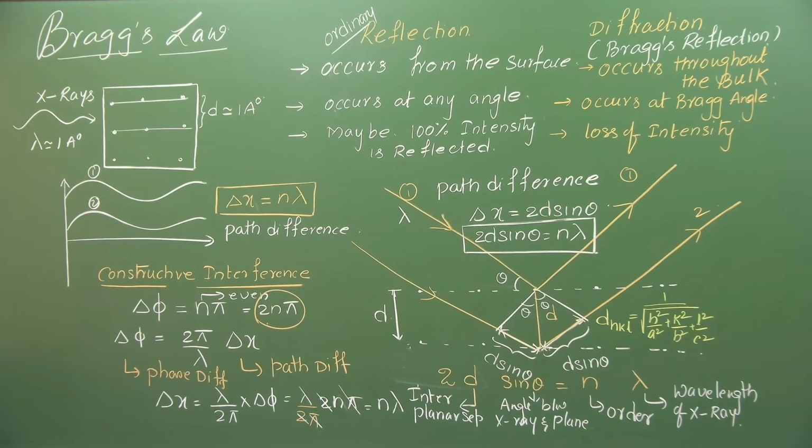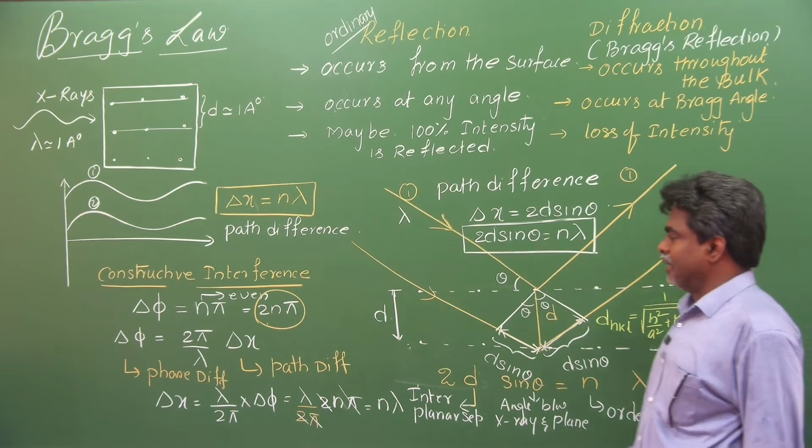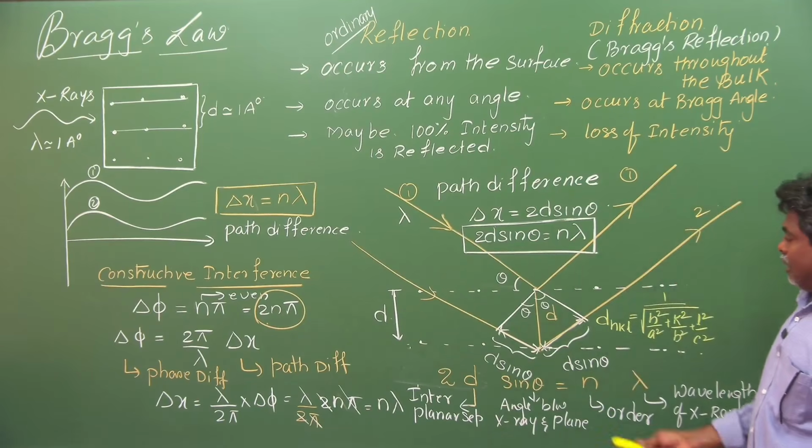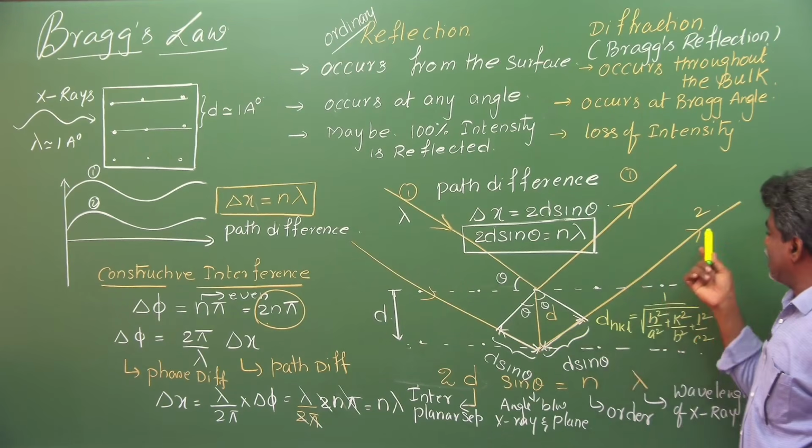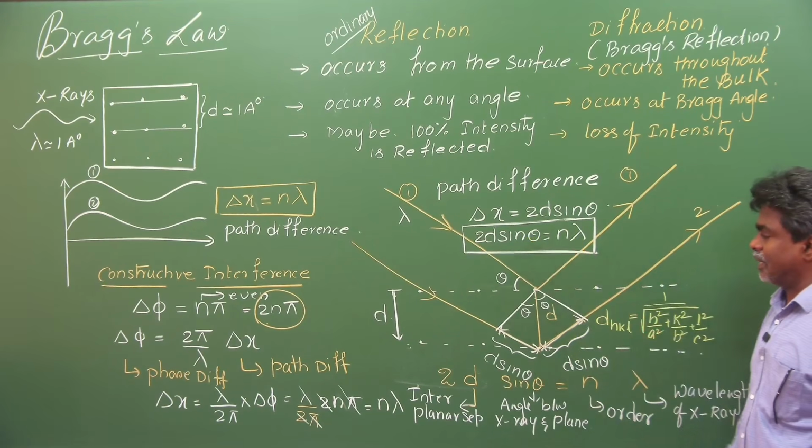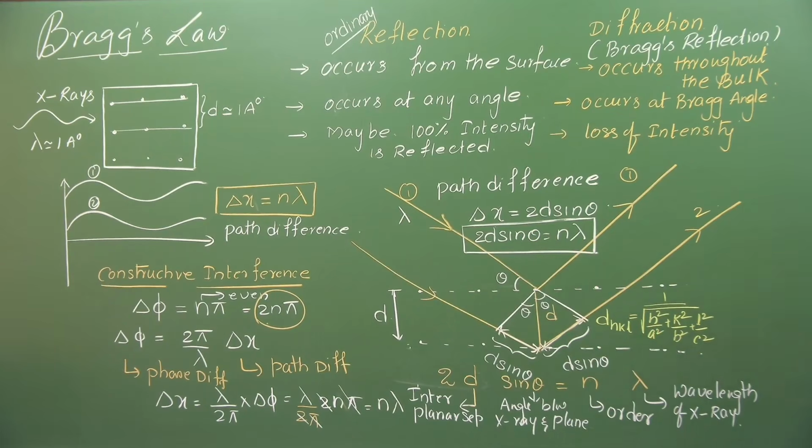Path difference and phase difference formula. Phase difference is always equal to 2 pi by lambda into path difference. From that we got the path difference condition, that is n lambda. Delta x should be n lambda for the interference. And when we find the extra path travelled by the second ray, we got 2d sin theta, that should be equal to n lambda.